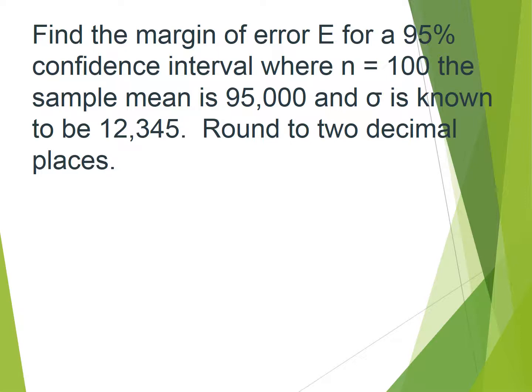Okay, so if we had to find the margin of error for a 95% confidence interval where n is 100, the sample mean is 95,000 and sigma is known to be 12,345. The critical value for 95% is 1.96 times the standard deviation of 12,345 divided by the square root of 100. Put that into a calculator and you get 2419.62.